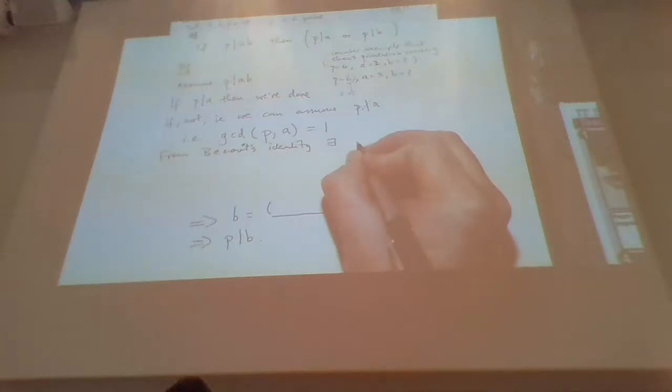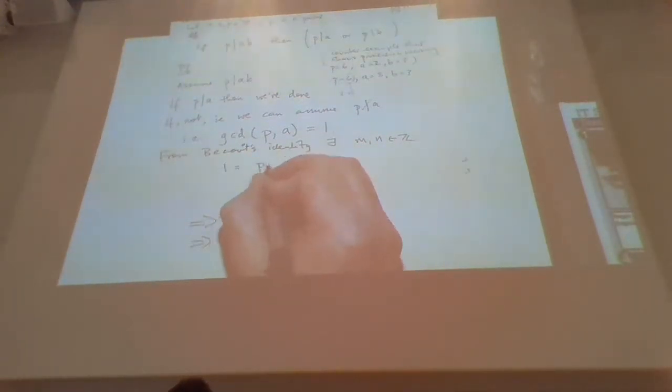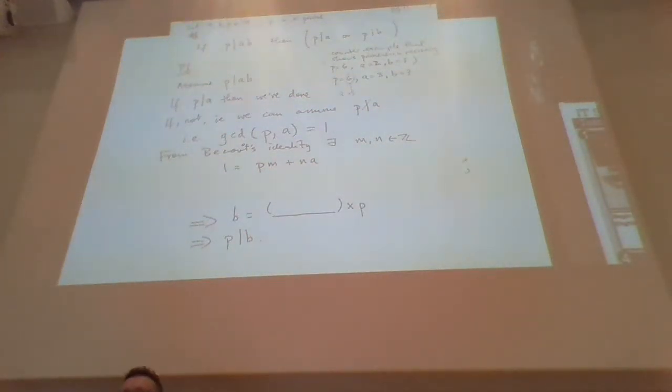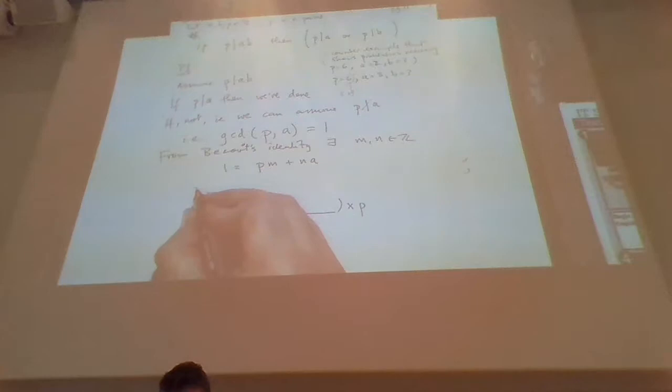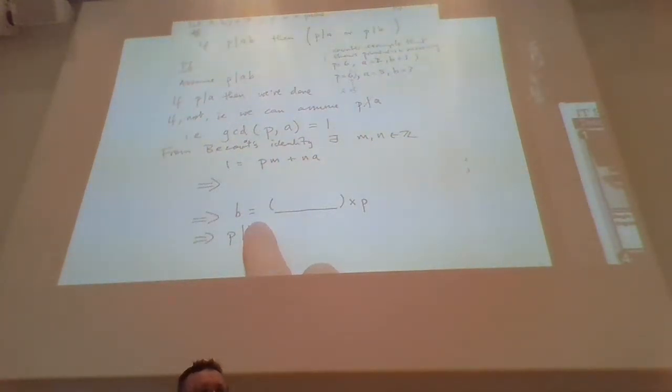there exist 2 integers m and n such that 1 is equal to pm plus na. Okay. So their GCD is 1. We've seen from the Euclidean algorithm that there definitely exists a pair of coefficients that when you form this linear combination, it gives you 1. And this is our starting point to build this required equation.